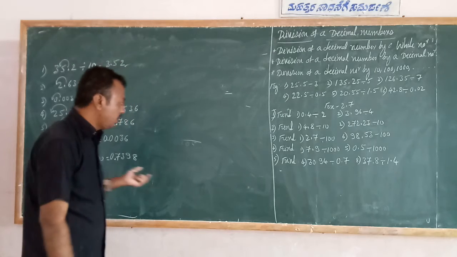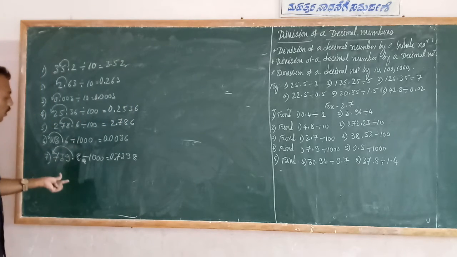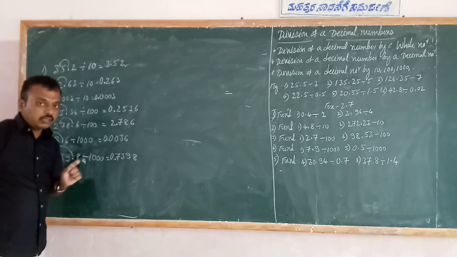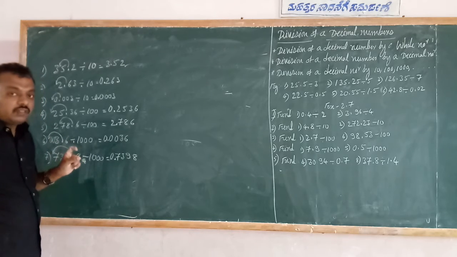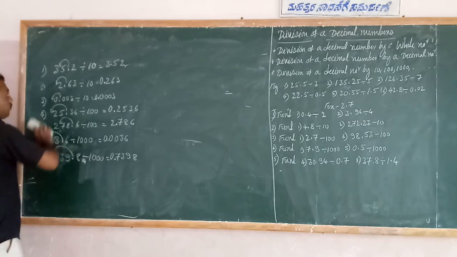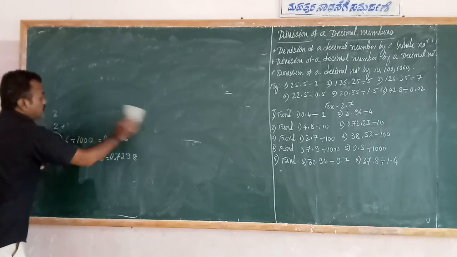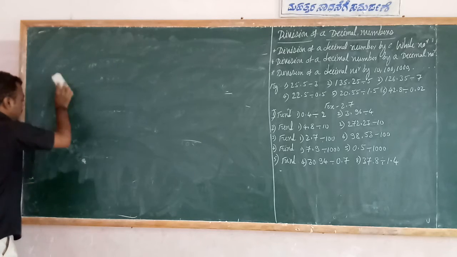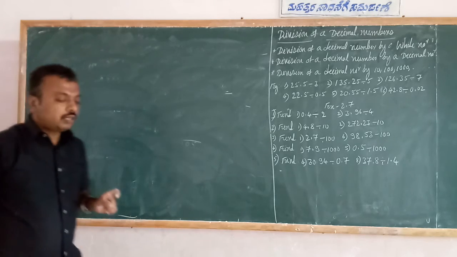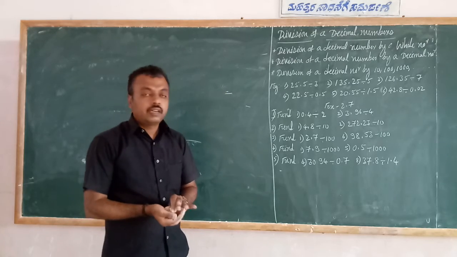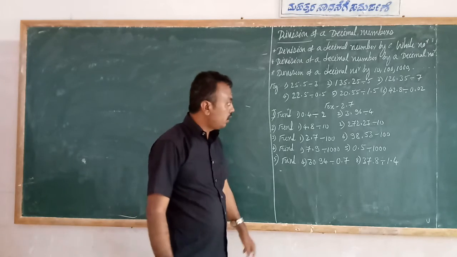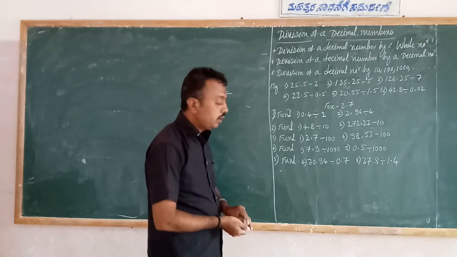This is very simple. 10, 100, 1000, 10,000, lakh. How many zeros are in the required number? That many digits you have to shift to the left side of the decimal number. Okay. So like this, you have to divide a decimal number by a whole number, a decimal number by a decimal number, and a decimal number by 10, 100, 1000 and so on. So shall we go directly to exercise 2.7.